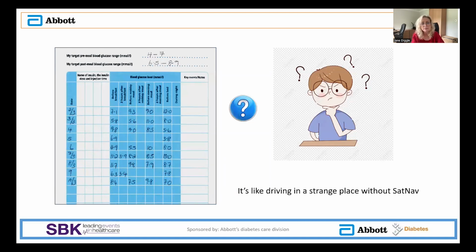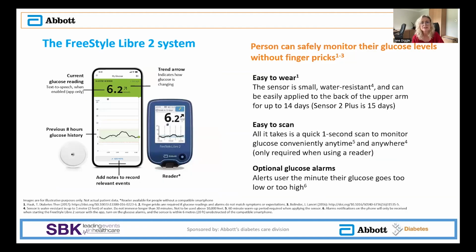So if we move on to the next slide, for the purpose of this webinar series, we are going to be focusing on one particular CGM system, and that is FreeStyle Libre 2. So if I just go through a little bit about the system, it comprises a small sensor, which you can actually see there on the screen, which is applied to the back of the arm and stays in place for 14 days.